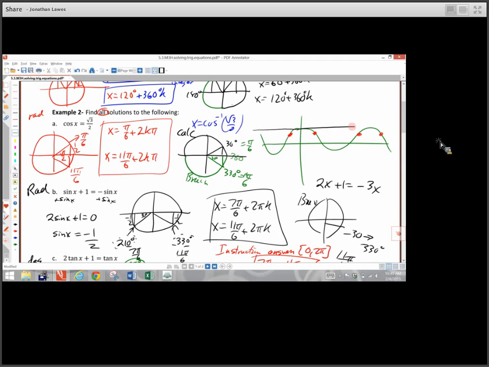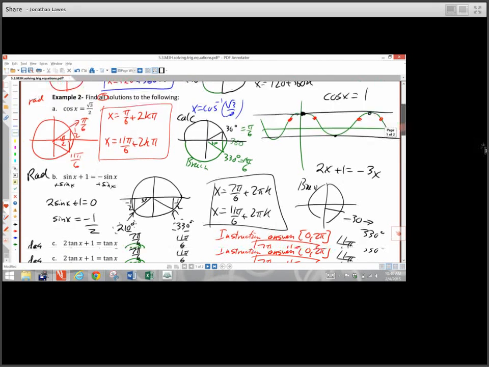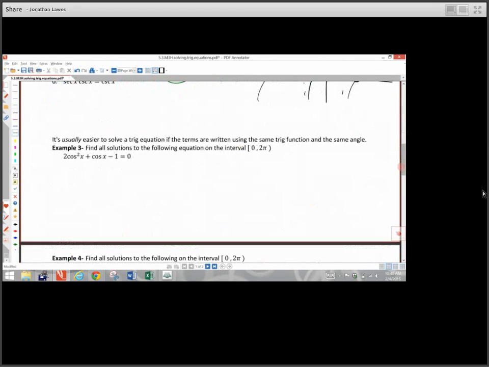So if this were cosine of x is equal to, what's the very top of the curve? 1. Or what's another place I could put it? The bottom. At the very bottom, okay? Those will only intersect it in one place, so they'll only have one answer set, okay? So we'd say the answer is 0 plus 2k pi or 360k. All right, any questions? Okay, let's take a look at these last two.